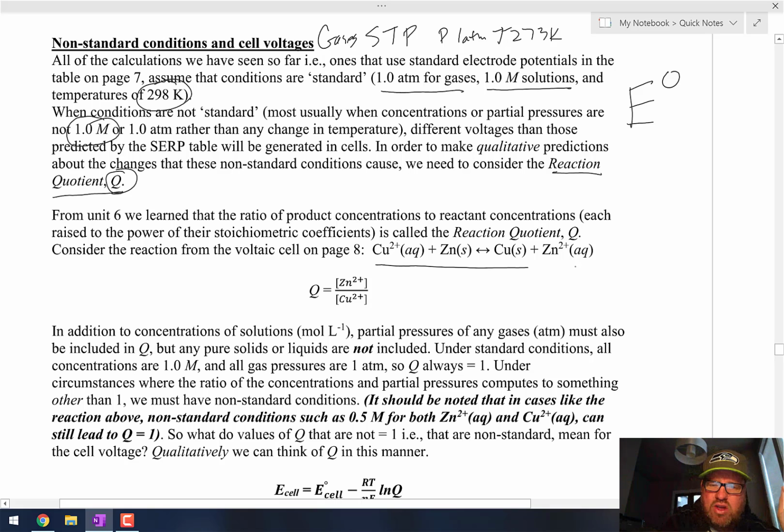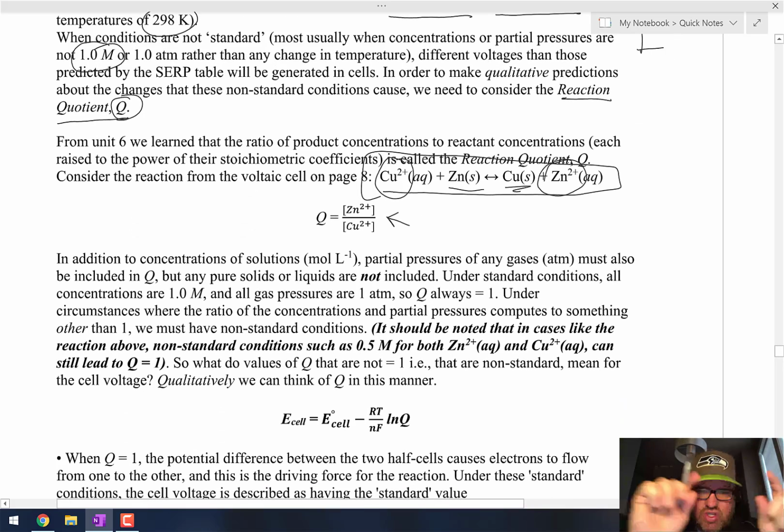But let's say we've got this equation right here, where zinc is a solid, copper is a solid. So your Q equation would be the concentration of Zn2+ over the concentration of Cu2+. Okay, and so there is our Q equation right here. In addition to concentrations of solutions, the square brackets, you can also do Q with partial pressures, just like how we did with Kp and Q. But again, just like equilibrium, you don't include solids, you don't include liquids. So under standard conditions, this is equal to 1 molar, this is equal to 1 molar, and Q is equal to 1. Okay, if Q is equal to 1, then you're at the standard cell potential.